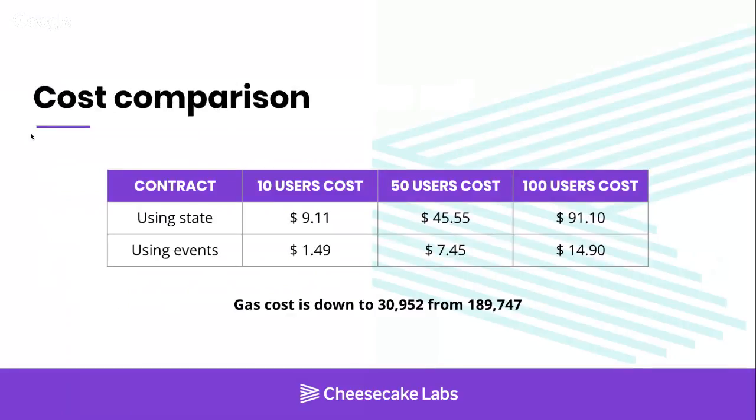So this is the cost comparison, using state, which was the previous version, and using events, which is our current version. You can see that it has reduced in cost significantly. The cost is down to 30,000 gas from 189,000.